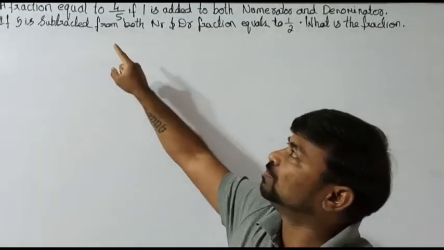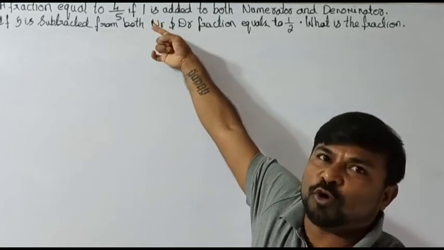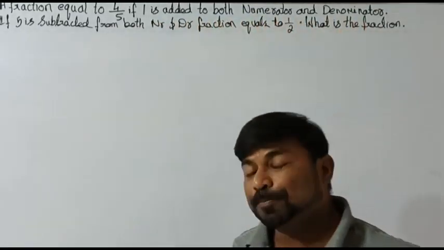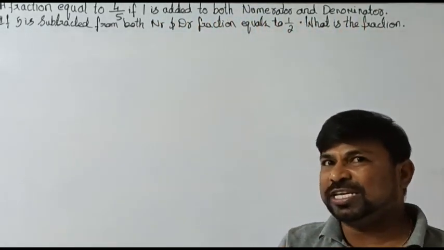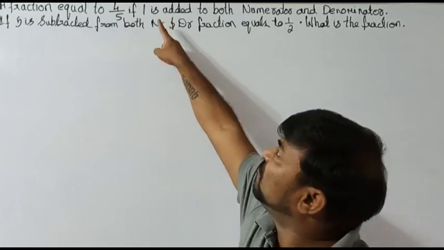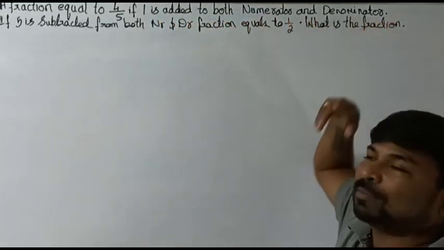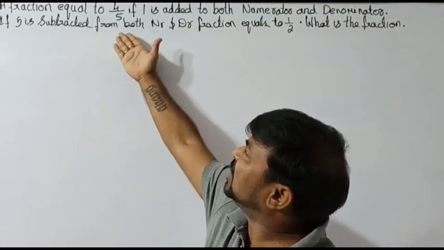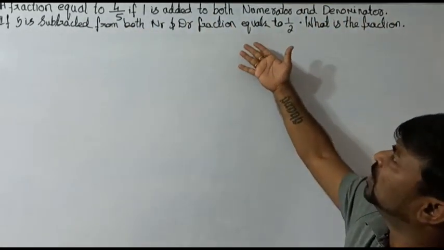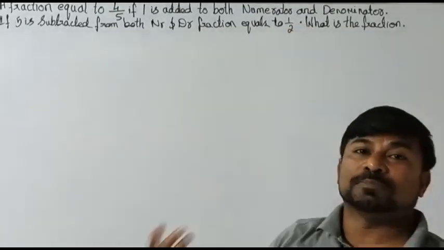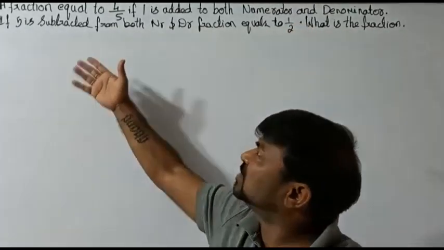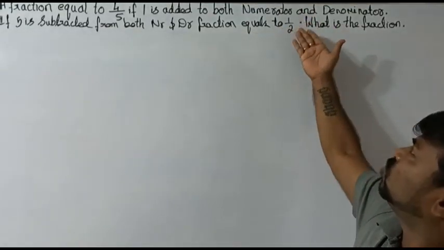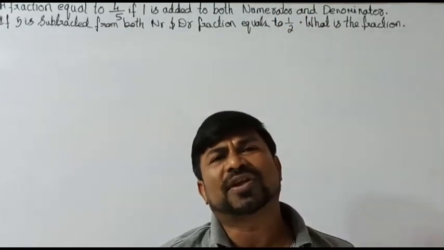So what's the given question? A fraction equals 4 by 5 if 1 is added to both numerator and denominator. I'd like to repeat, a fraction equals 4 by 5 if 1 is added to both numerator and denominator. Fine, that is the first relation. Now, if 5 is subtracted from both numerator and denominator, the fraction equals 1 by 2. Now, the question is, what is the fraction?